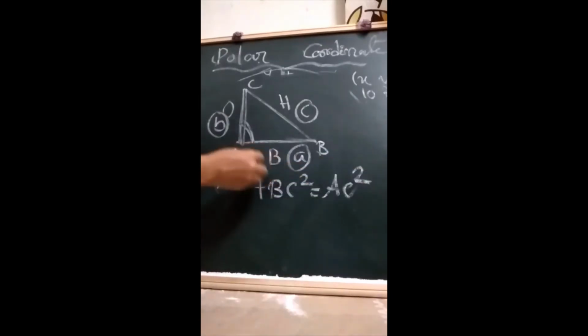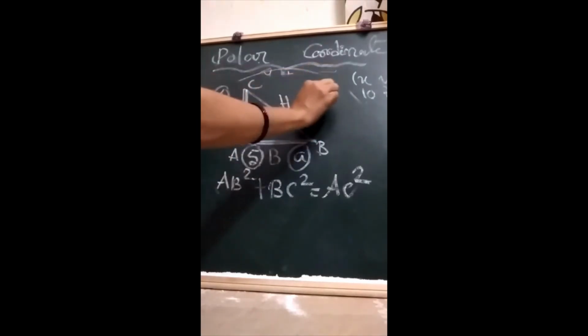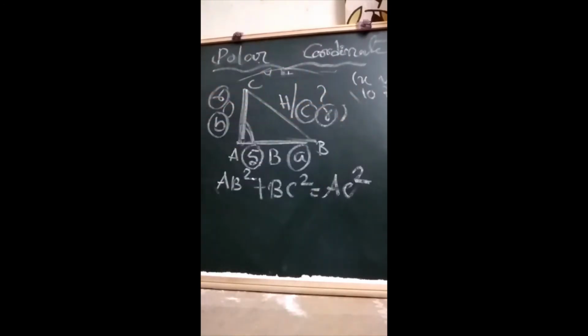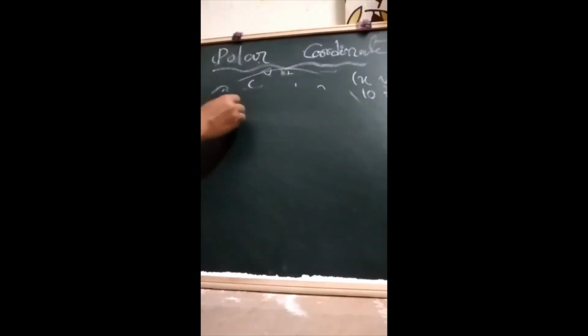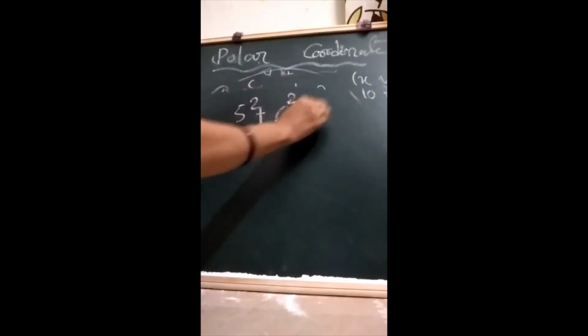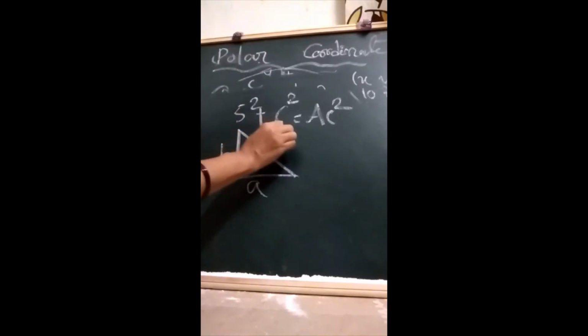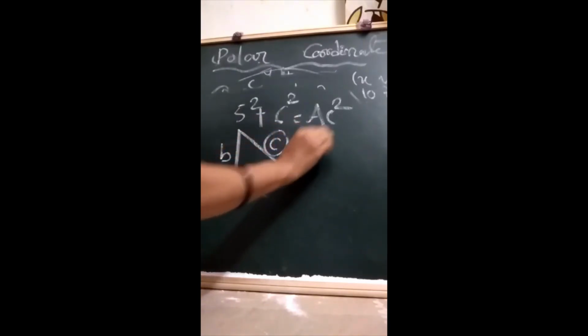Suppose the value of the base is 5 and the value of the opposite is 6. So what will be the value of H or R? According to the Pythagorean formula, 5 square plus 6 square is equal to AC square. From this basic Pythagorean formula, A square plus B square is equal to C square, we get the R value.